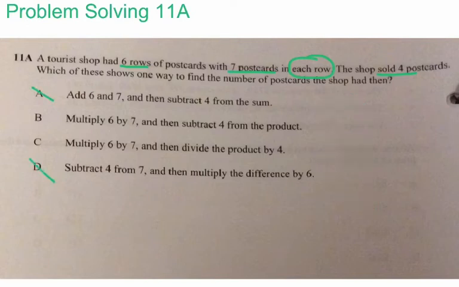The next clue is that the shop sold 4 postcards. So that means they got rid of them, which means I have to subtract. So this is a 2-step problem. So the first step is going to be 6 rows with 7 postcards in each. And then I find my product and I'm going to subtract 4 postcards. So my answer for this would be B.